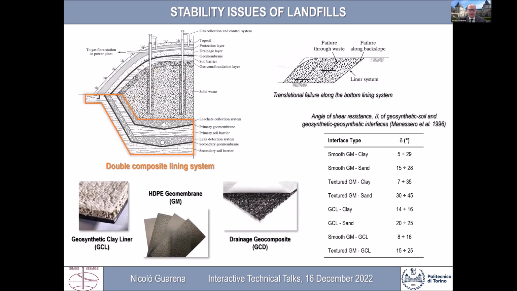Fortunately, modern engineered landfills are particularly susceptible to failing according to the translational mechanism. Indeed, the bottom lining system, which is aimed at isolating the solid waste and preventing the surrounding environment from being contaminated, is made up of high permeability soil drainage layers, low permeability compacted clay liners, and geomembranes, with the possible presence of many other geosynthetic materials, such as geosynthetic clay liners in place of compacted clay liners and drainage geocomposites in place of soil drainage layers.